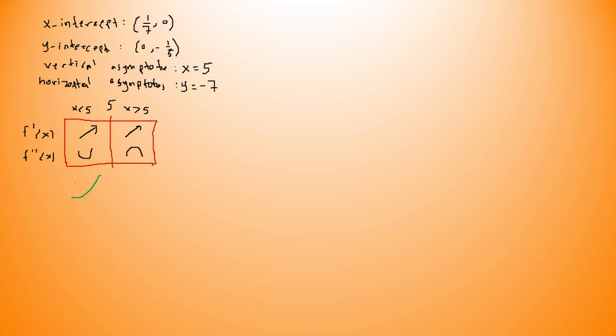For x greater than 5, the combination is increasing and concave down. So if we draw the concave down curve, starting from here, going up, and from here going down. So the curve combined with the increasing, we take the part where the function is increasing. So the curve is just like this. So for x greater than 5, the curve is like this.